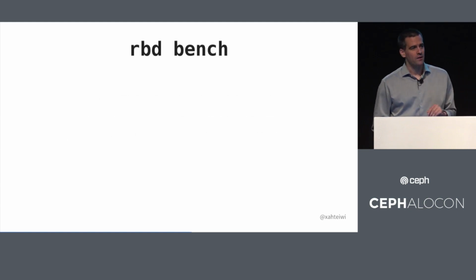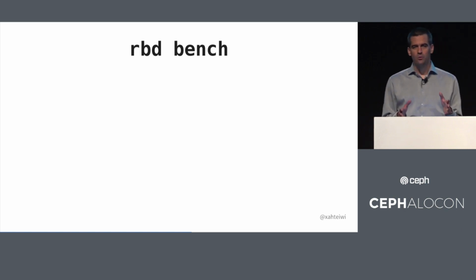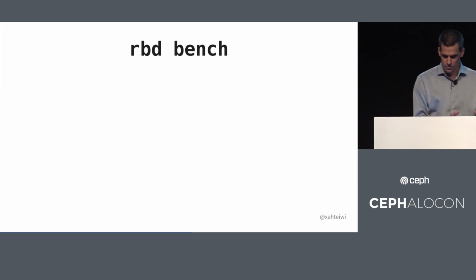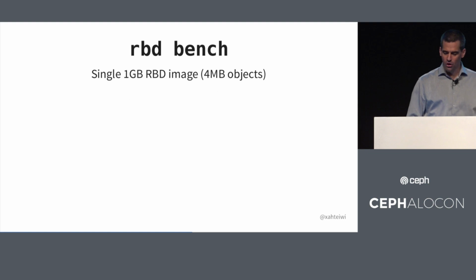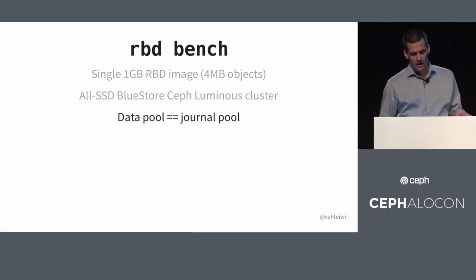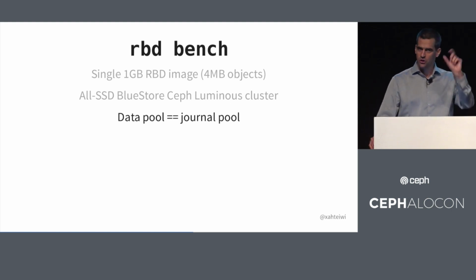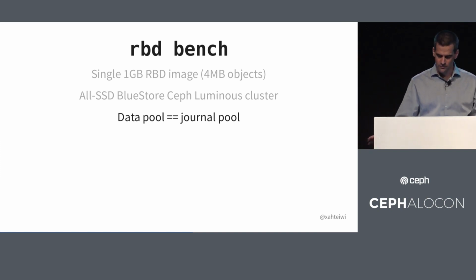So what I'm talking about next, the data that I've compiled for the following slides are from RBD bench runs. They were all run against a single 1 gig RBD image using the default order of 22, so a 4 megabyte object size, which ran on an all SSD all BlueStore Luminous cluster, which used the same pool for the journal objects as the data objects. You also have the option of splitting those, basically write your journal objects into a different pool. I didn't do that here.